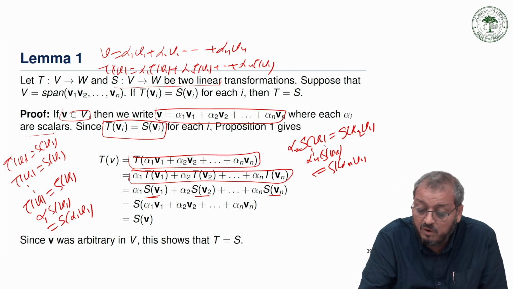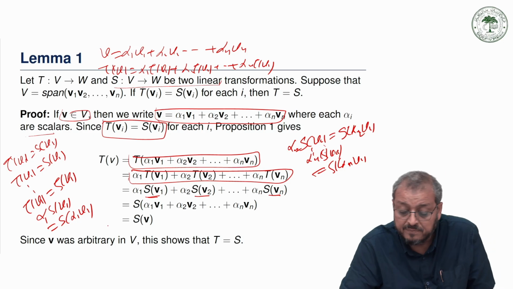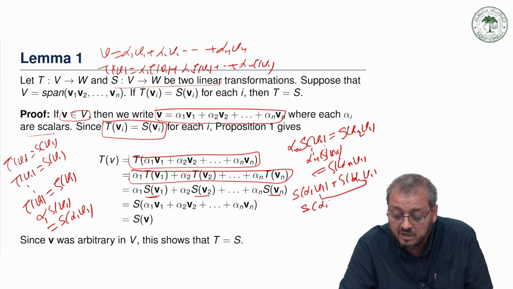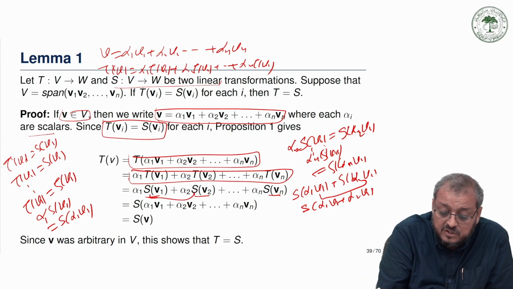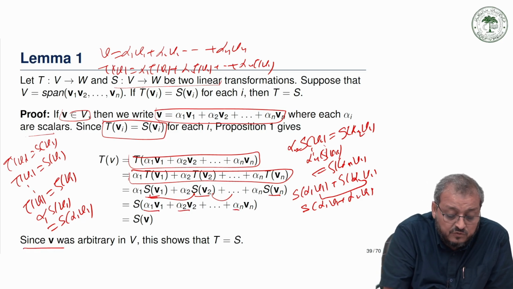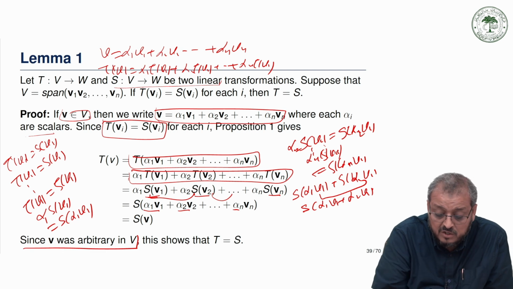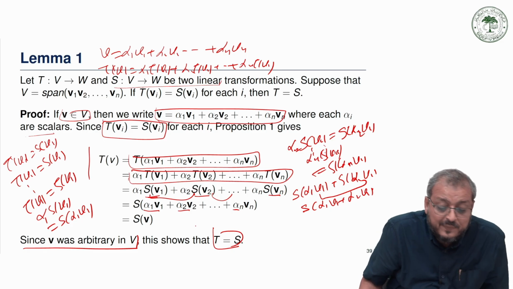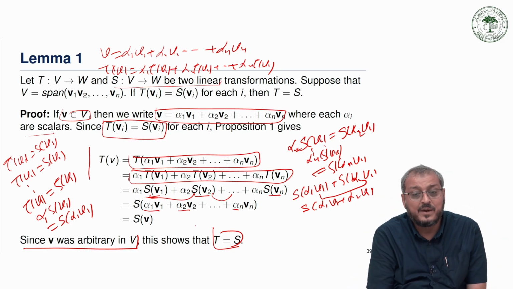Then we have S of alpha 1 V1 plus S of alpha 2 V2, and by linearity of S this is S of alpha 1 V1 plus alpha 2 V2. In the similar fashion we take these sums together and write S of alpha 1 V1 plus alpha 2 V2 and so on, which is S of V. Since V is an arbitrary vector, this shows that T of V is equal to S of V. Okay, so now we have completed the proof of this lemma.